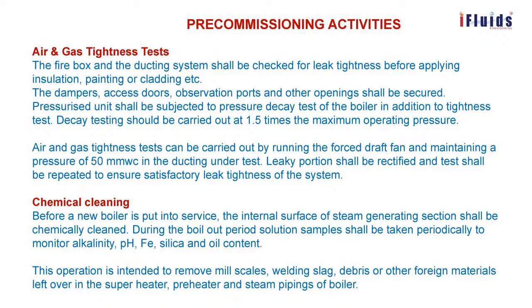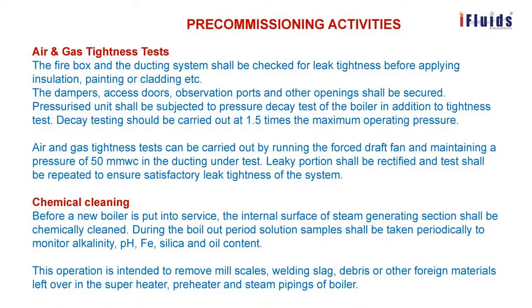Air and gas tightness test can be carried out by running the forced draft fan and maintaining a pressure of 50 mm of water column in the ducting under test. So the combustion air duct will be checked for any leak. That can be checked by running the forced draft fan. Leaking portion shall be rectified and test shall be repeated to ensure satisfactory leak tightness of the system.